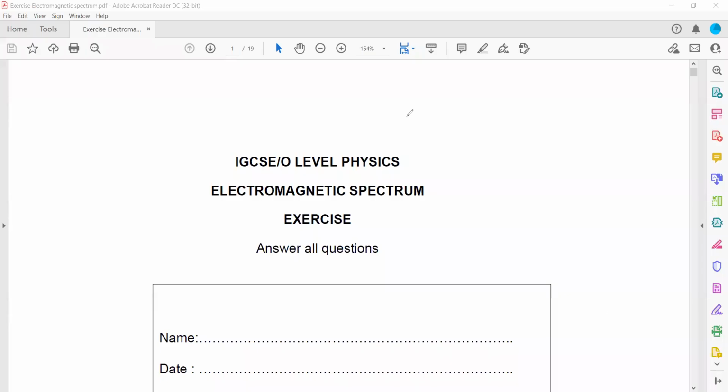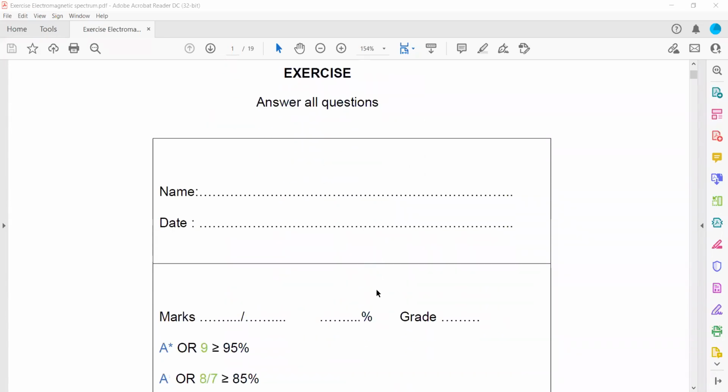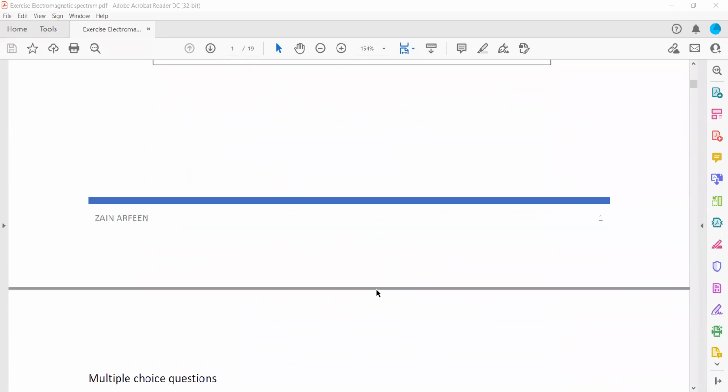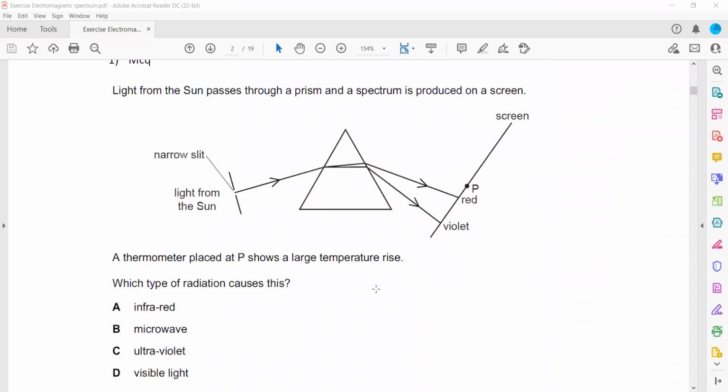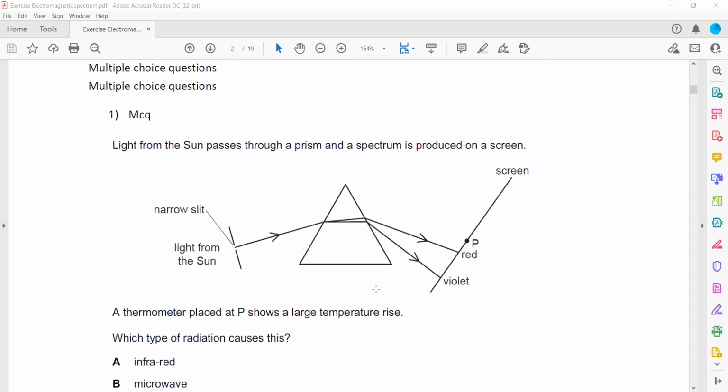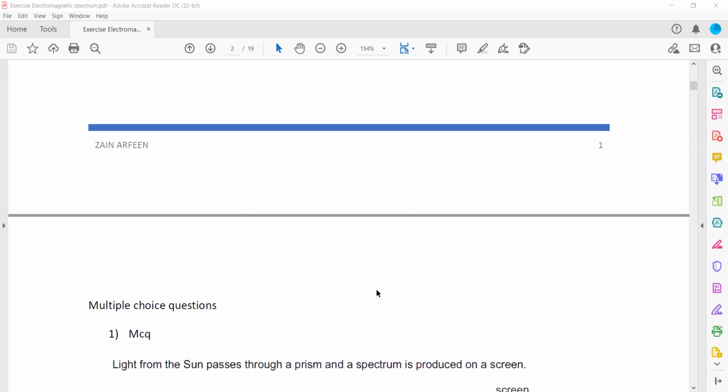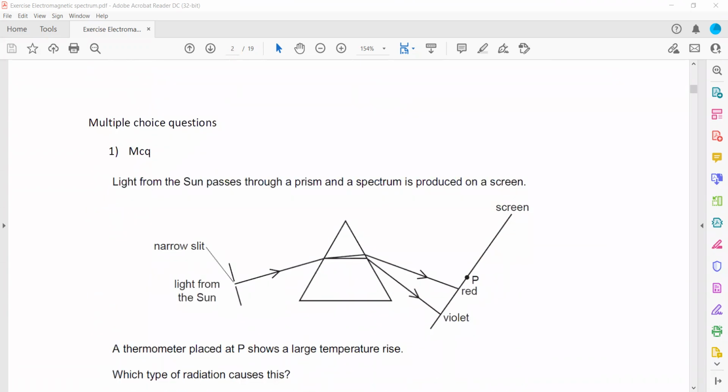In this session, we'll discuss the electromagnetic spectrum. So this whole exercise is related to the topic electromagnetic spectrum. Basically, what are electromagnetic waves, which can travel through vacuum, can transfer energy. So it is important that you should know the order of the electromagnetic waves.